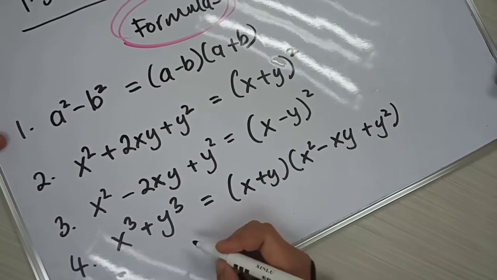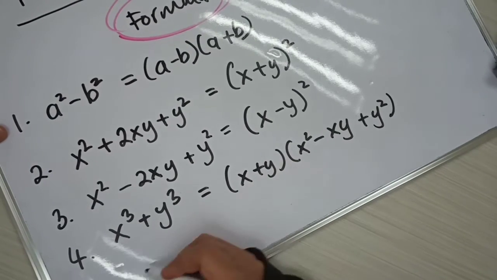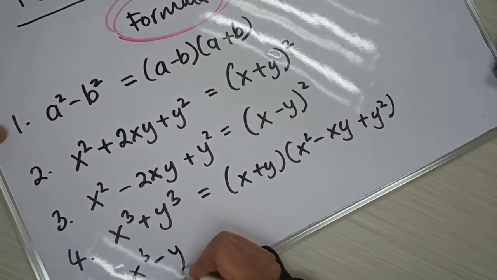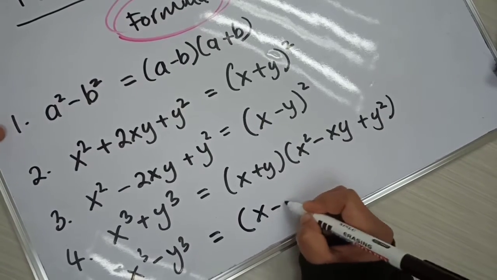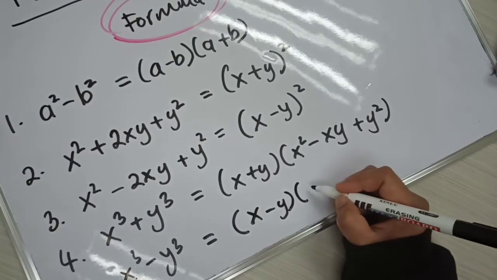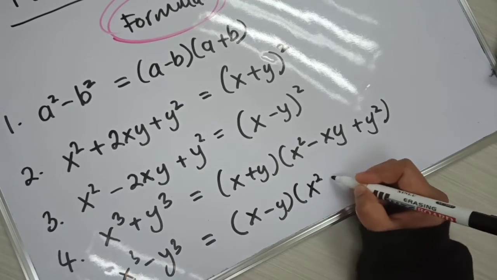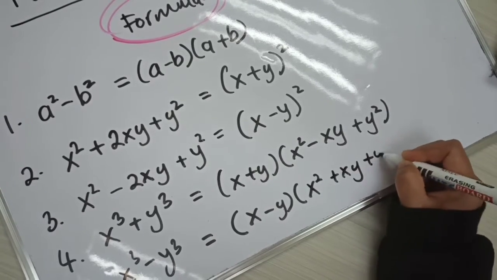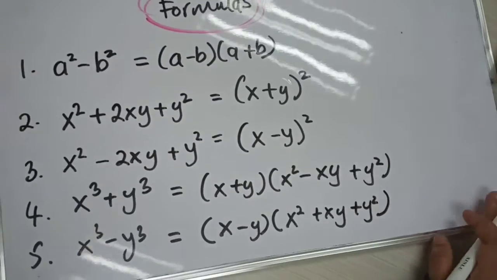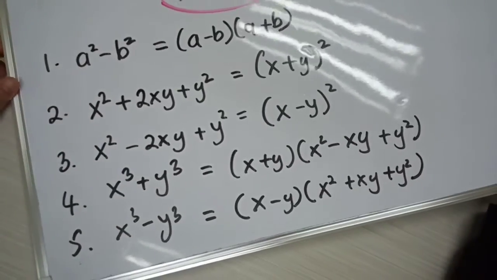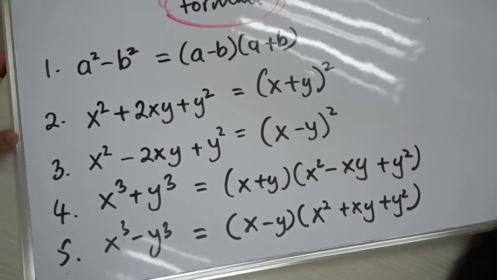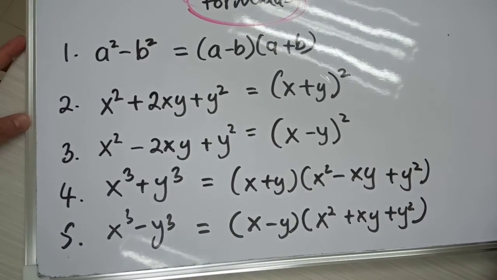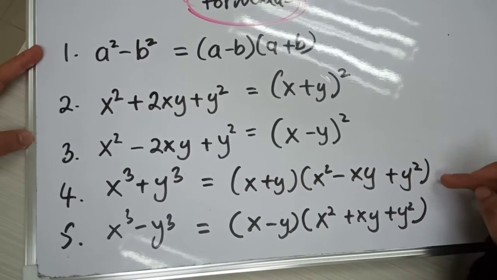And number 5, we have x cube minus y cube equal to x minus y, times x square plus xy plus y square. Alright, so these are 5 formulas for you to memorize. I hope you can memorize all. I think the challenging ones are number 4 and number 5.